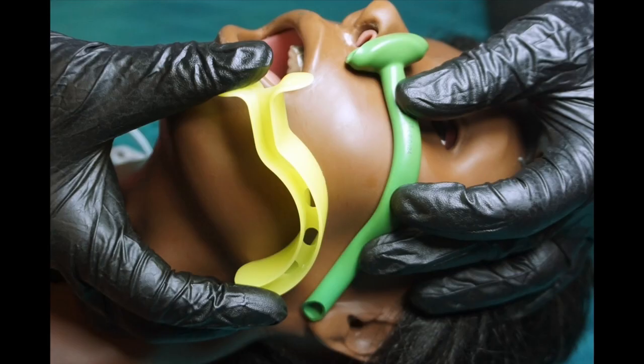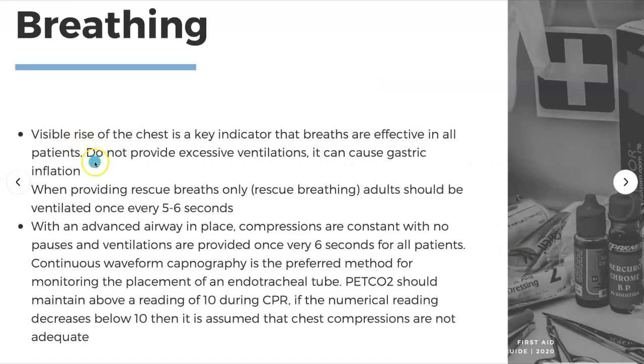The oropharyngeal airway should be measured from the corner of the mouth to the angle of the mandible to ensure adequate size and placement. Do not provide excessive ventilations. It can cause gastric inflation. Remember that if you're providing good CPR, visible rise of the chest will be visible. If you're doing rescue breaths, adults should be ventilated once every 5 to 6 seconds. And with an advanced airway in place, compressions are constant with no pauses, and ventilations are provided once every 6 seconds for all patients. This is important.